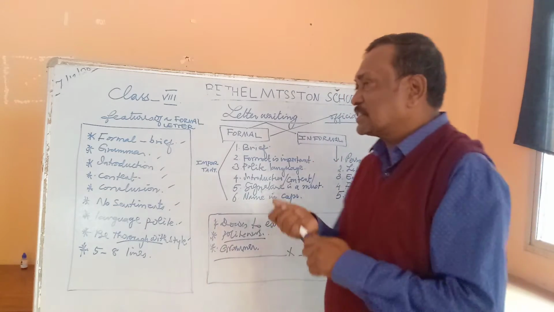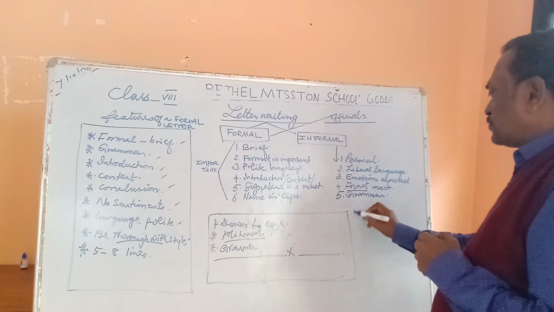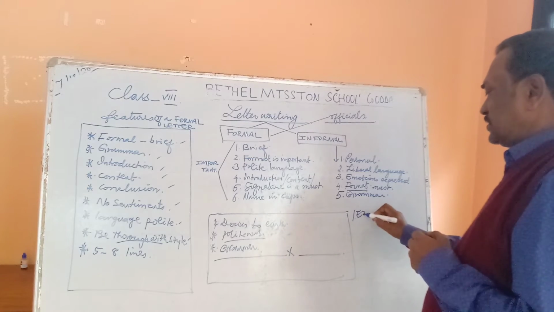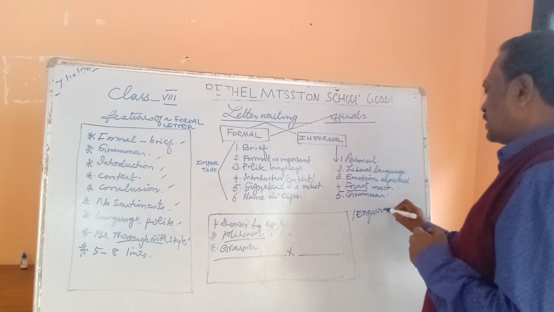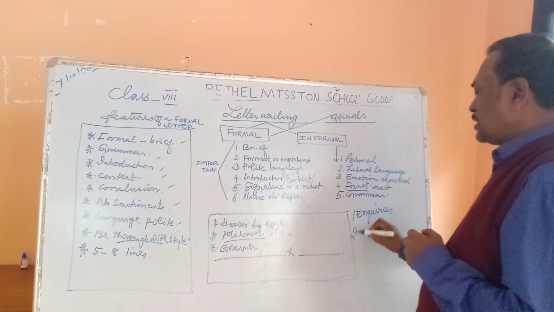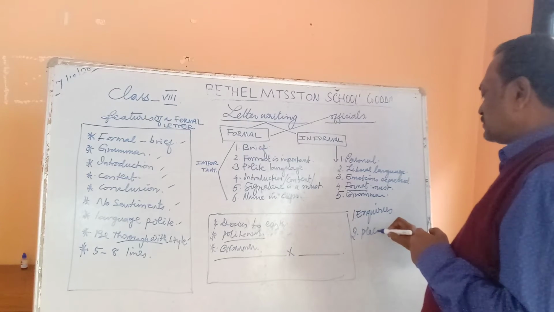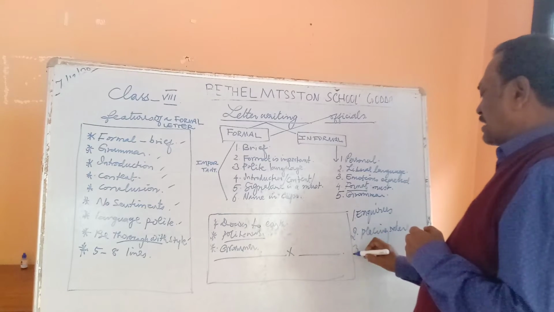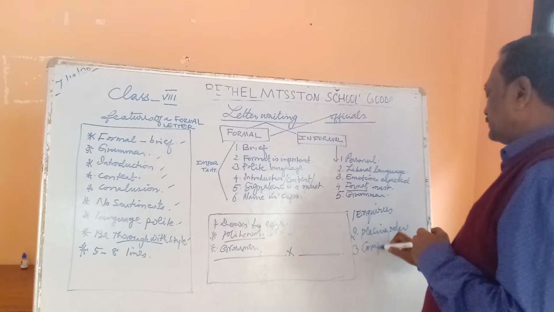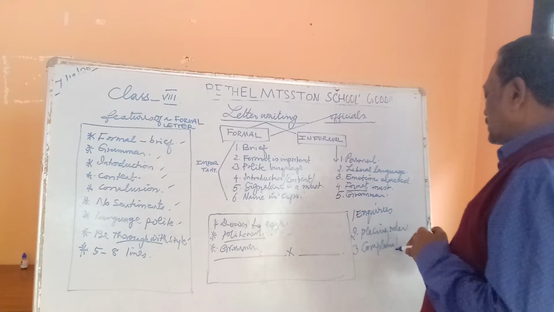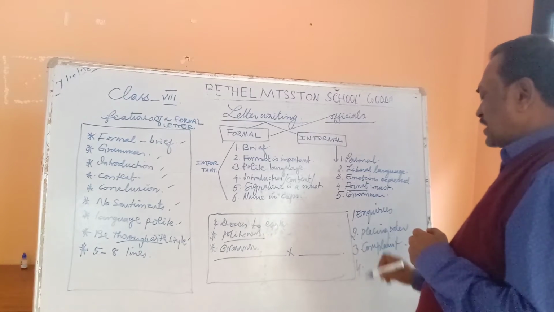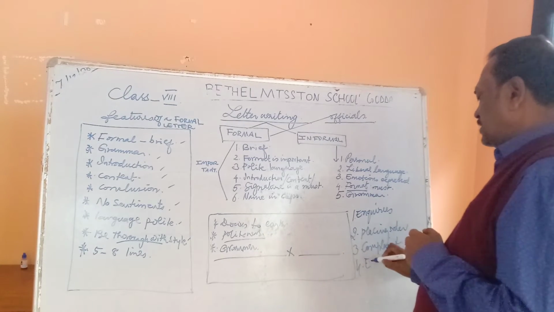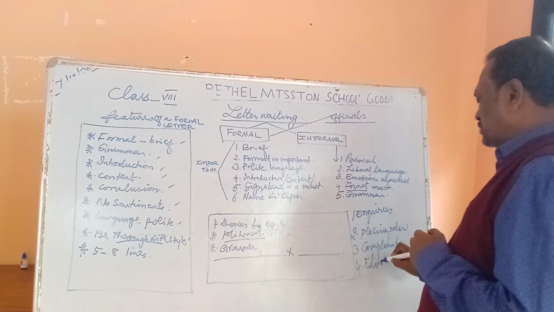Formal letters can include enquiries. Enquiries, number 1. Placing an order. This is another one. Complaint letter. Letter of a complaint. This is another one. And finally, letter to a newspaper editor.